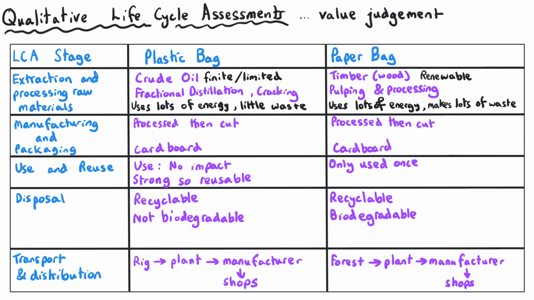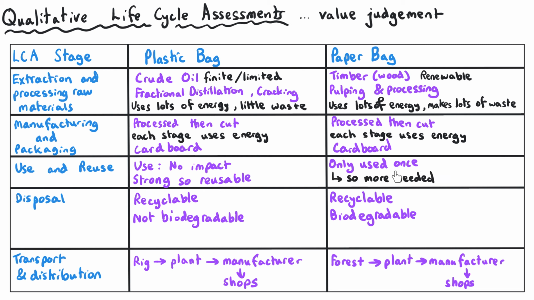The manufacturing processes, if we look at the statements here, they're quite similar. They need to be processed and cut. We use energy for both of them, and they're both packaged in cardboard. The use and reuse, we see here that we've got plastic bags that are considered to be strong, and so they're reusable. Paper bags only used once.